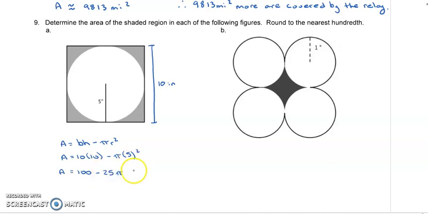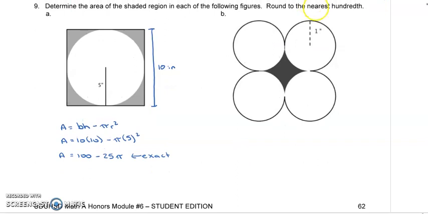Now, if they asked me for an exact answer or an answer in terms of pi, that's what my exact answer would be. But my directions tell me to round to the nearest hundredth. So I'm going to put in an approximation. So 25 times 3.14. So area is approximately that 100 from the square minus the 78.5, multiplying that out, and I get that the area is 21.5 inches squared.